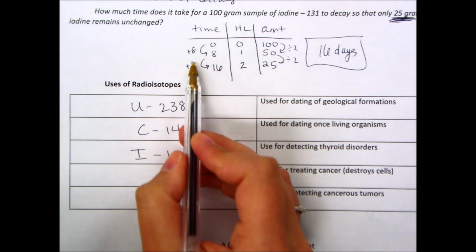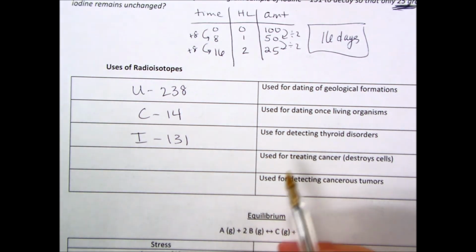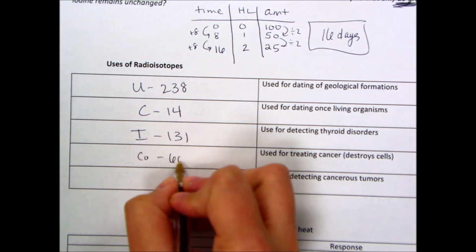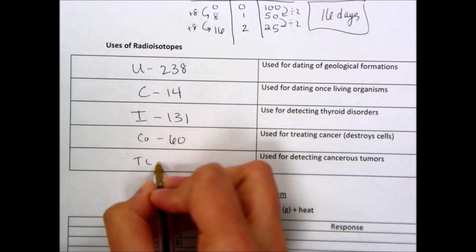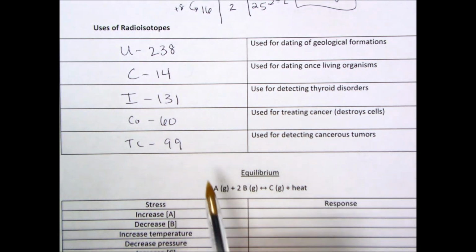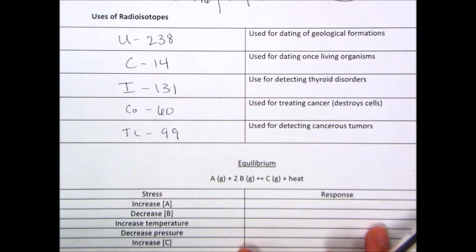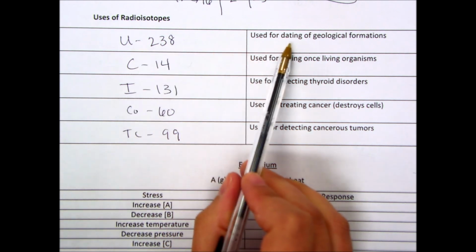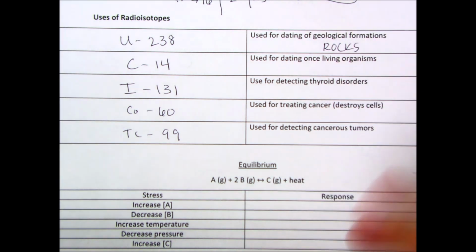That's got a fairly short half-life of only 8 days, so that's why we can use it in the medical industry. It can be quickly eliminated from our body. Cobalt-60 is used for treating cancer, and then technetium-99 is used for detecting cancerous tumors. All right, they also have short half-lives, so they can be relatively quickly eliminated from the body. On the other hand, uranium has a half-life of 4.5 billion years. That's why we can use it to date these older geological formations, the age of the Earth, the rocks.